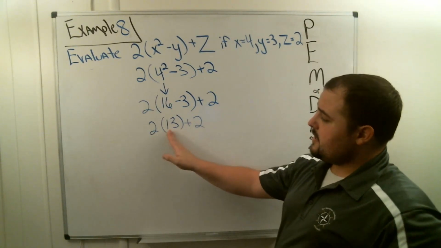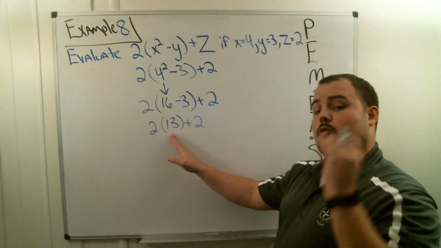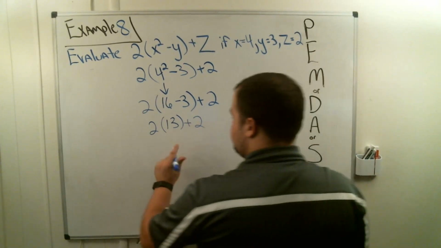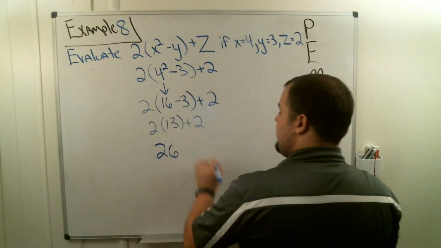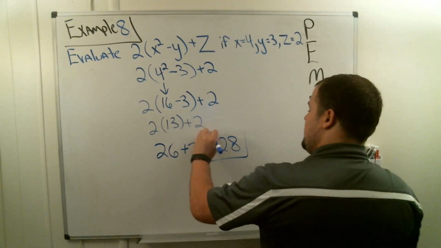Now, there's nothing inside this set of parentheses that we can solve, so we're going to see, is there any multiplication or division? Well, 2 times 13, that's multiplication. 2 times 13 is 26. And then we're going to add that 2. So 26 plus 2 equals 28.